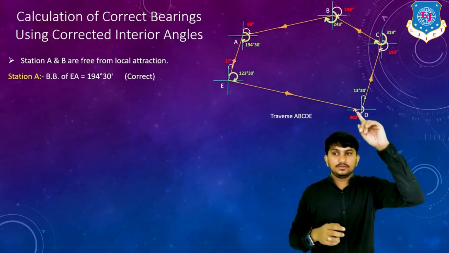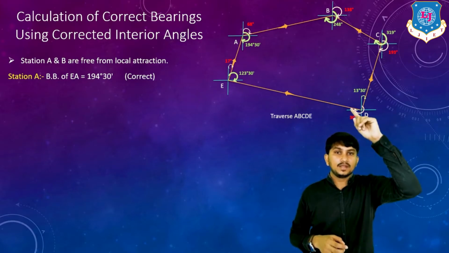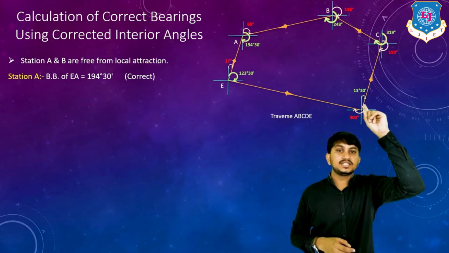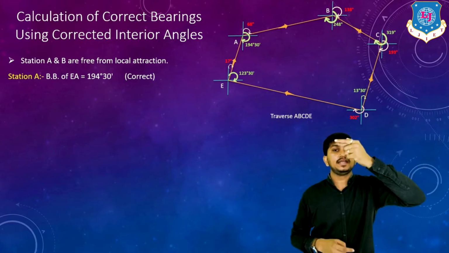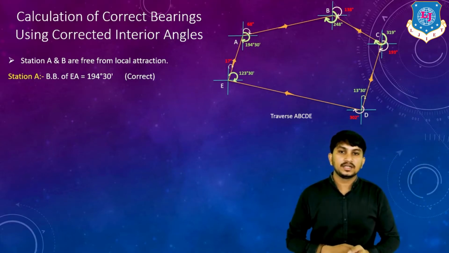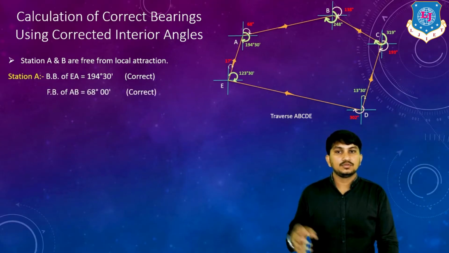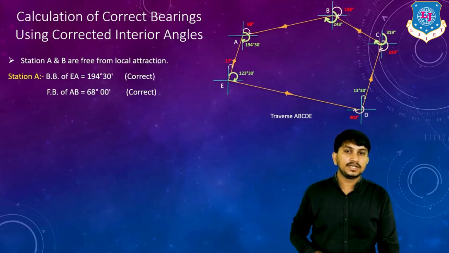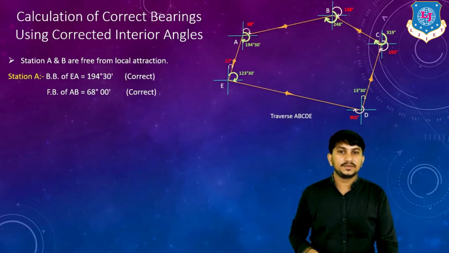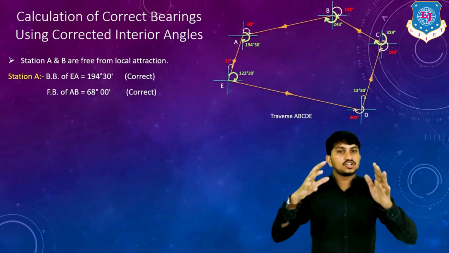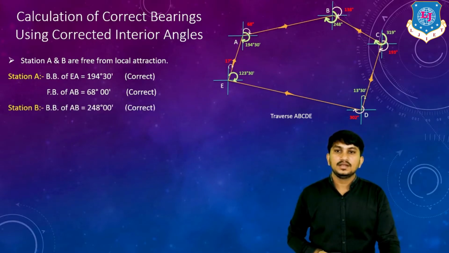So for station A, you can clearly see two readings are taken: the fore bearing of line AB, which is 68 degree, and the back bearing of line EA, which is 194 degree 30 minute, which are the corrected ones. So BB of EA 194 degree 30 minute and FB of AB 68 degree are correct because in station A there is no local attraction.